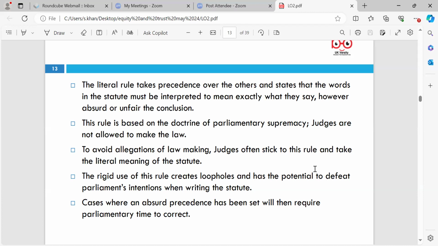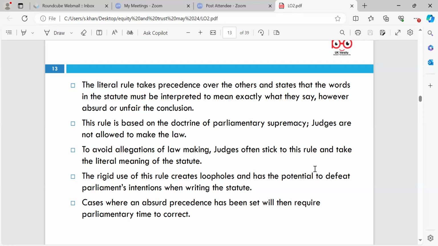This definition by Lord Diplock says that a judge should not deviate from the literal meaning of the words, even if the outcome is unjust. If they do, they are creating their own version of how the case should turn out, and the will of Parliament is contradicted. So it's really important that they follow the literal rule.